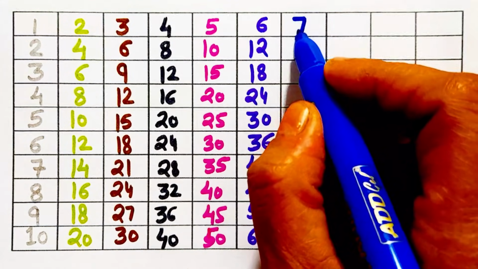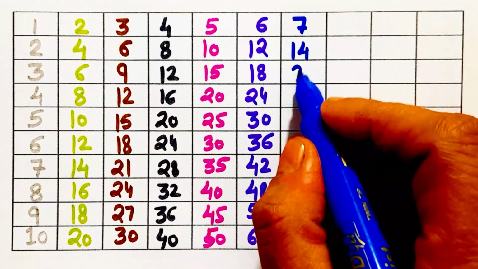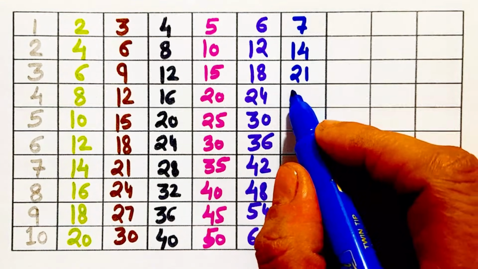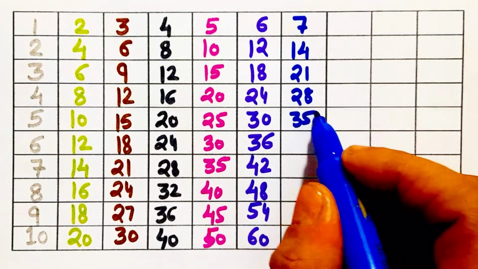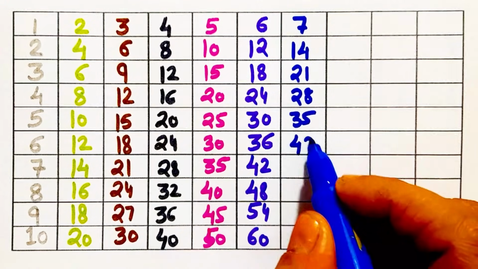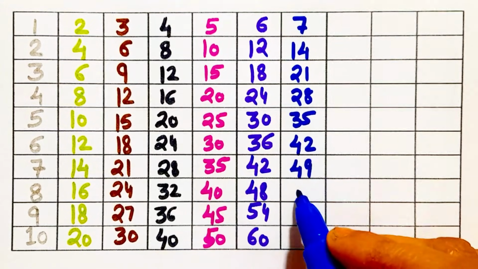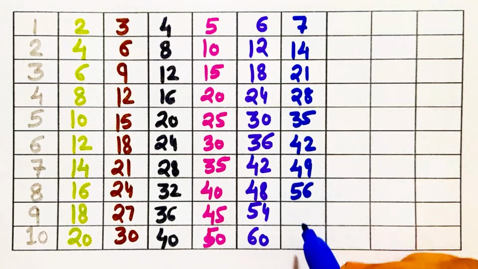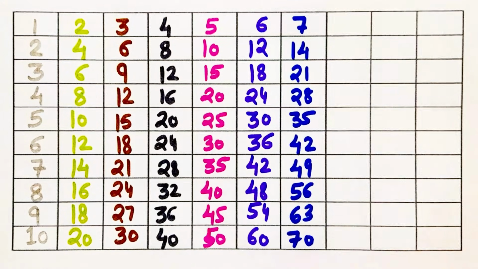Now table of 7. 7 ones are 7, 7 twos are 14, 7 threes are 21, 7 fours are 28, 7 fives are 35, 7 sixes are 42, 7 sevens are 49, 7 eights are 56, 7 nines are 63, 7 tens are 70.